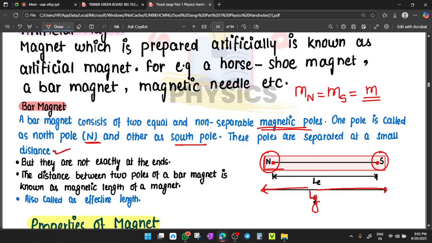Inside the magnet, there are two poles. The poles are not exactly at the extreme ends of the bar magnet; rather, they are somewhat inside the magnet. So the length between the poles is called effective length, and we only have to consider the effective length. So two types of length are there. First is the end to end length, based on the geometric construction of the magnet, called geometrical length. And second is the effective length, the pole to pole distance.